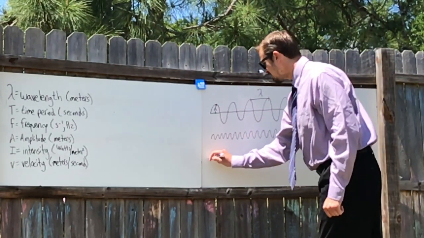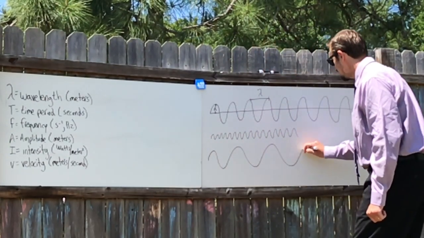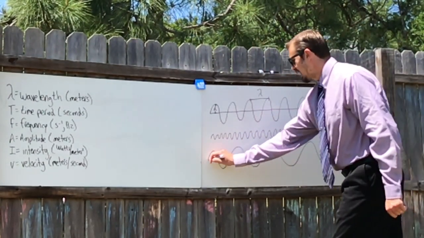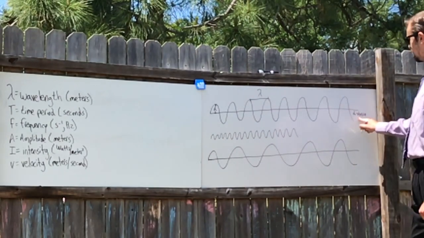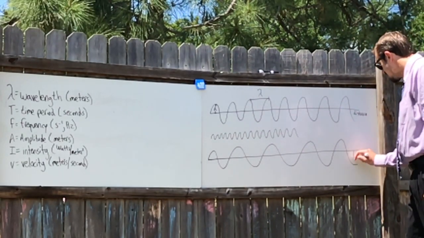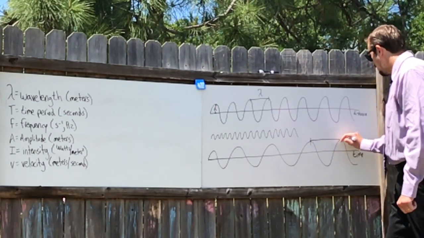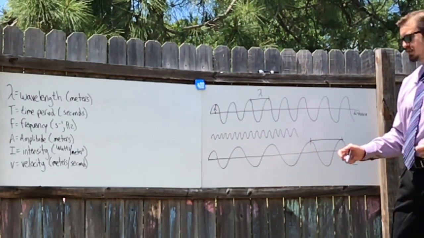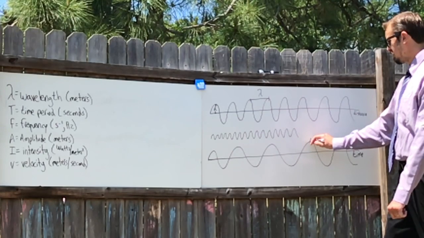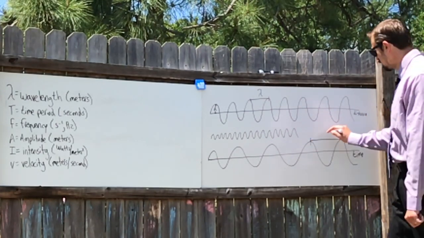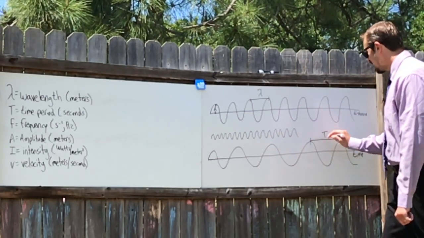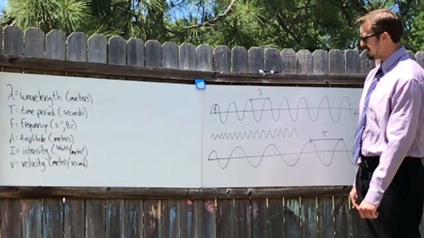Another important thing to keep in mind about waves is that if we are not looking at distance on the x-axis, but time rather, then we're looking at how long it takes the wave to oscillate, or for the wave to move from an identical point to the next one over. And that is what we call capital T, the time period of the wave.